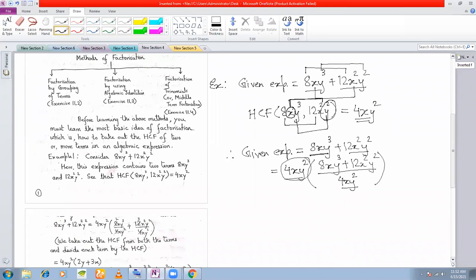Because I am taking out the HCF 4xy square, I will also have to divide this by 4xy square. I have taken out this. That is why I have divided by this. If I did not take out this, I would not have to divide it by this. Okay. So now what I do here is 4xy square, I write as it is. And just as you divide a polynomial by a monomial, 8xy cube divided by 4xy square. This is how you divide a polynomial by a monomial. And this plus sign will come here, plus 12x square y square by 4xy square.